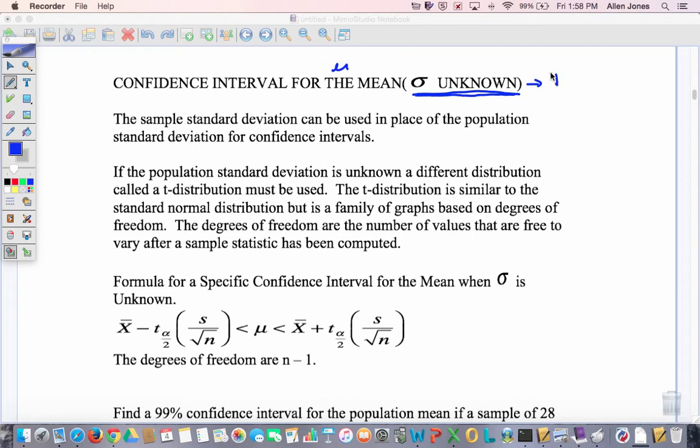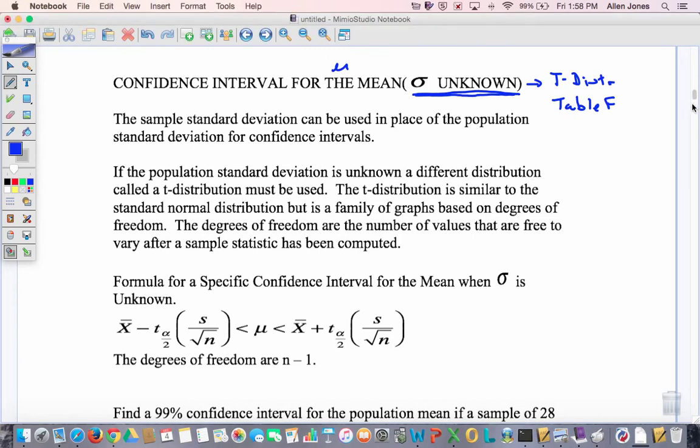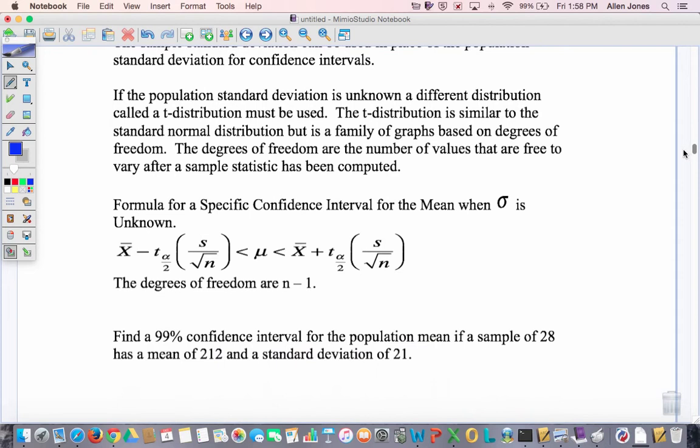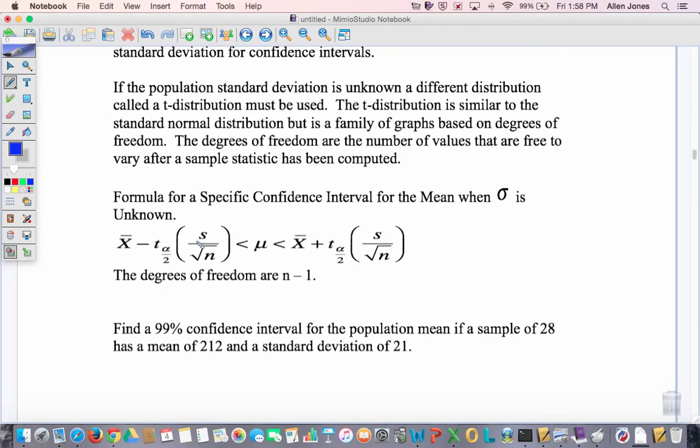It's called a t-distribution. The scores that we use are found from a different table, table F, a t-distribution. That's the only real difference here. We're still calculating a confidence interval for a population mean, but we're constructing that based on the fact that we know our sample standard deviation instead of our population standard deviation. In our last formula, we had sigma here instead of s, and that leads us to a t-score instead of a z-score. So once again, there's the big difference.